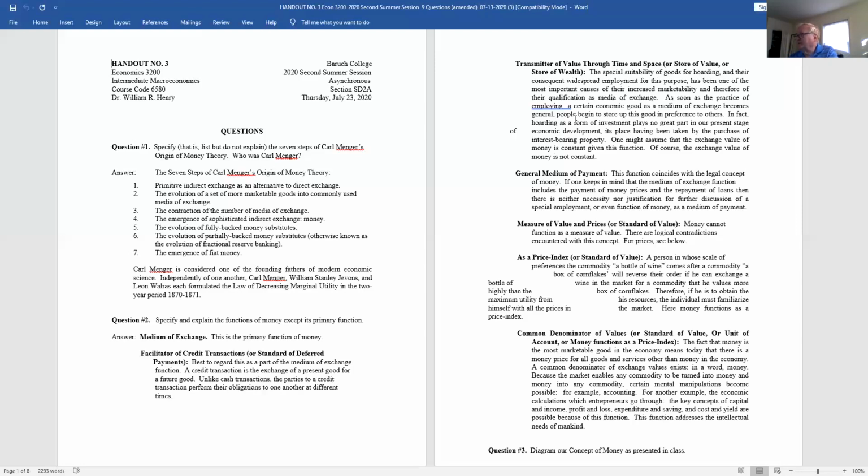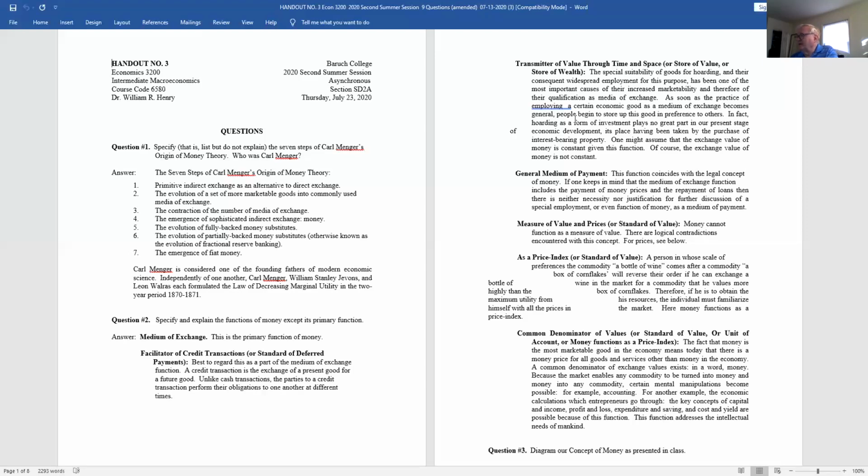So money here is a transmitter of value through time. Takes you 7 to 9 months to get there, and space. You're in France, and now you're in California, and wow. So that's that. General medium of payment function is important. This coincides with the legal concept of money.